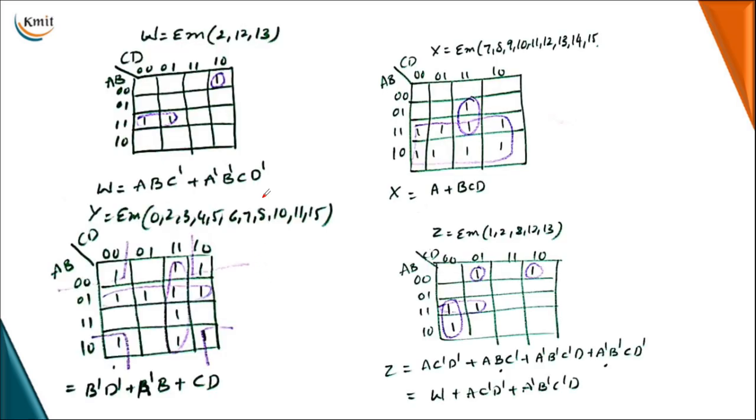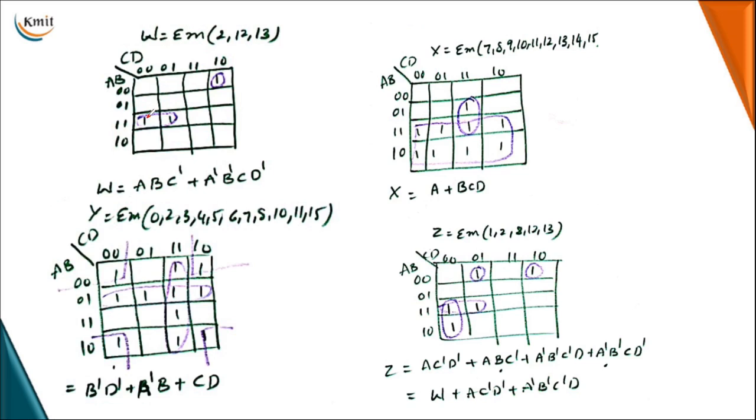First, let me move to W equal to sigma m of 2, 12, 13, a 4-input variable function with variables A, B, C, D. So I took 16 cells. Now we map the function by placing the minterms as given in the sum of minterms. We put logical ones in the corresponding cells. Minterm 2 is 1, so we place a 1 on the second cell. Along with this, 12 and 13 are also minterms. Upon mapping your function, we will go for the minimization.